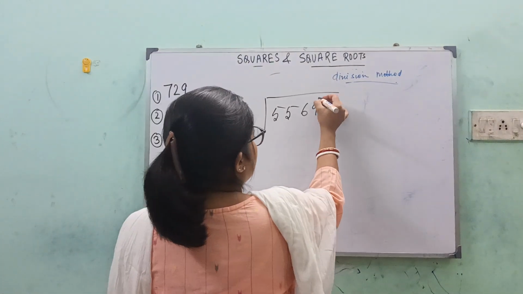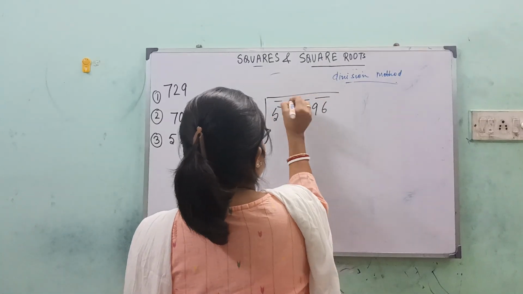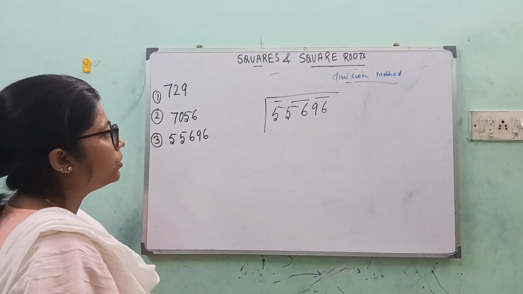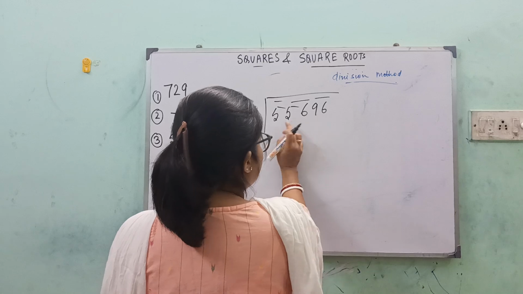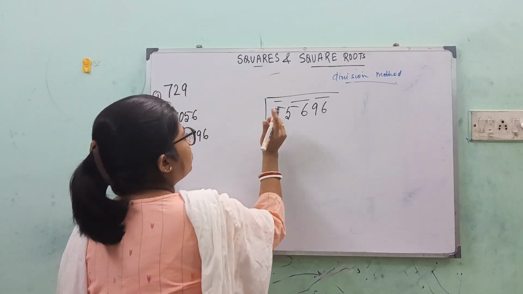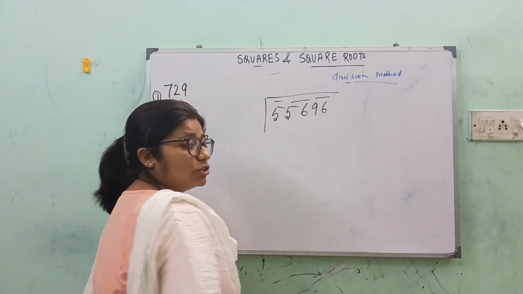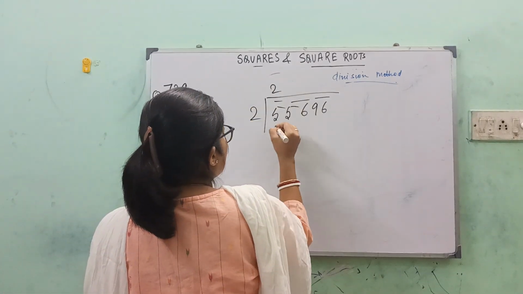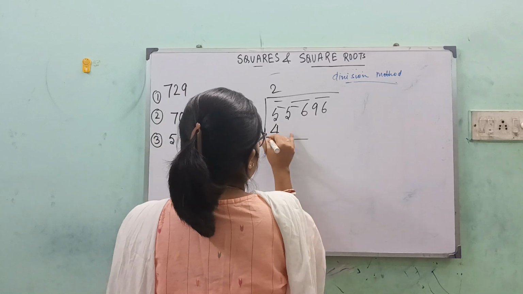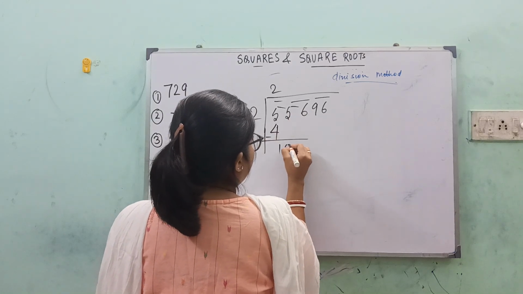Okay, let's check whether those who have done it are right or wrong. Once we start putting the digits in pairs and bars over each pair, this is one period, another period, this is a single digit. For this, the perfect square that is less than 5 is 4. So 2 2s are 4. Remainder 1. Bring down the pair, 156.